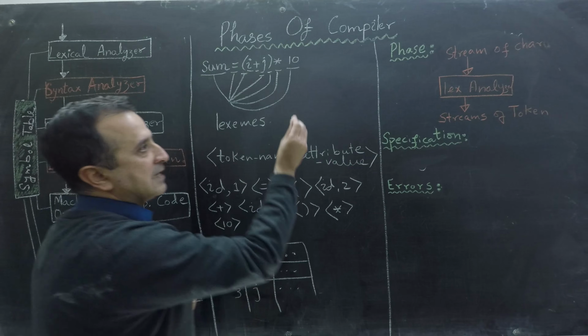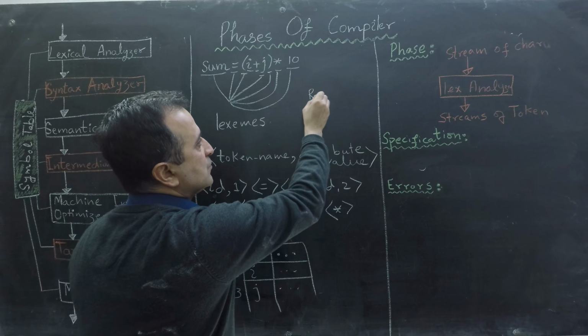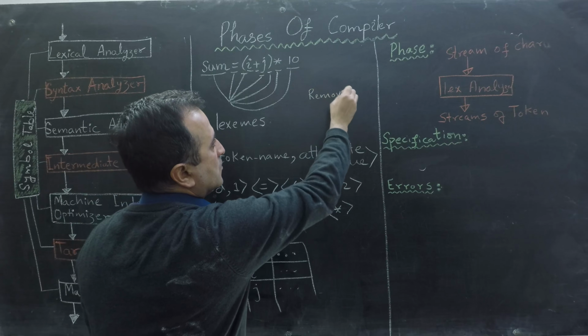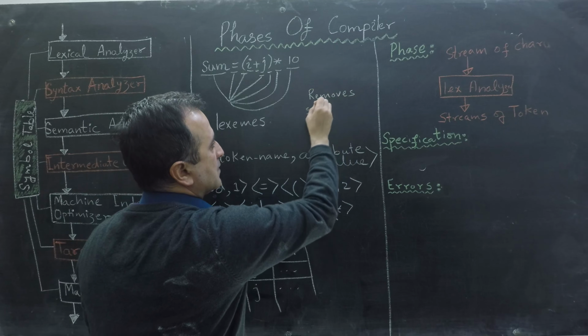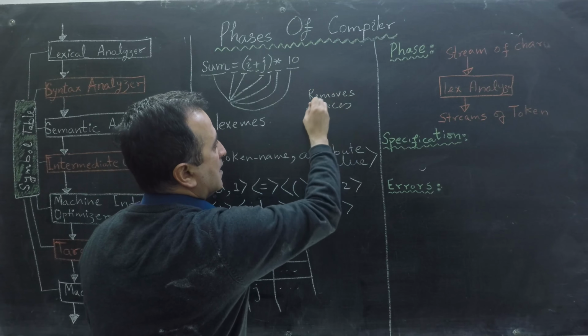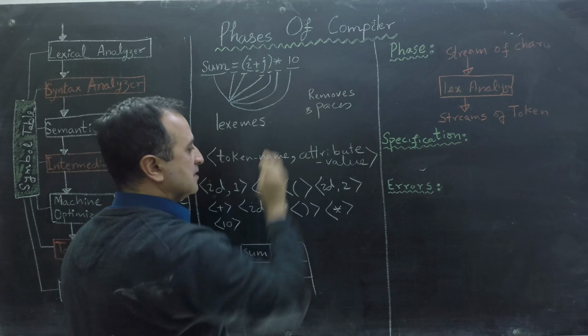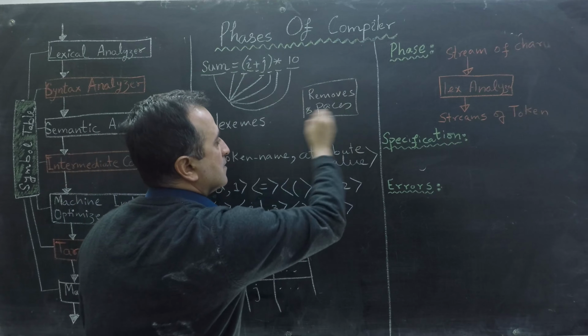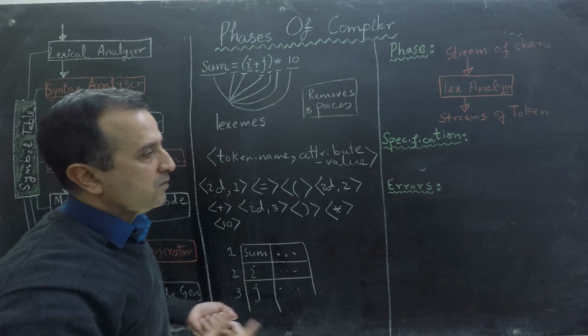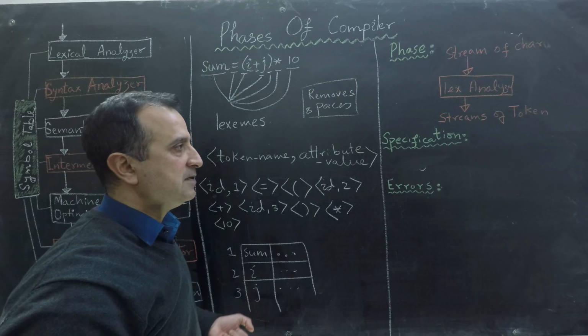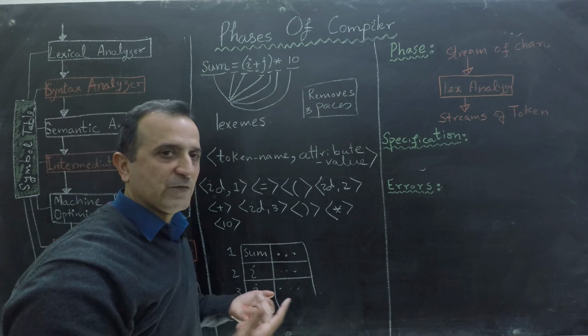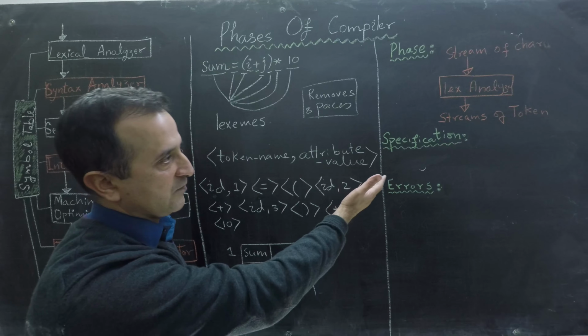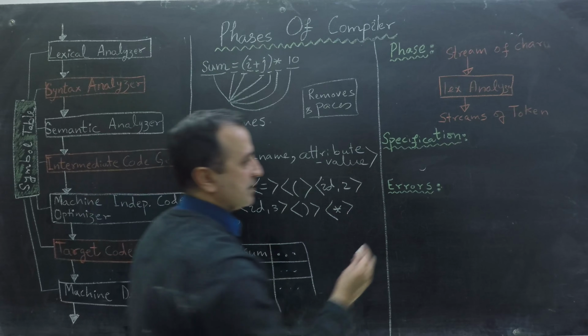So the lexical analyzer phase removes spaces also, because spaces are meaningless for the compilation phase. We just need these tokens for continuing. Now there are two questions that need to be answered. Number 1, how to write the specification of the lexical analyzer phase. To that end, we use regular expressions.